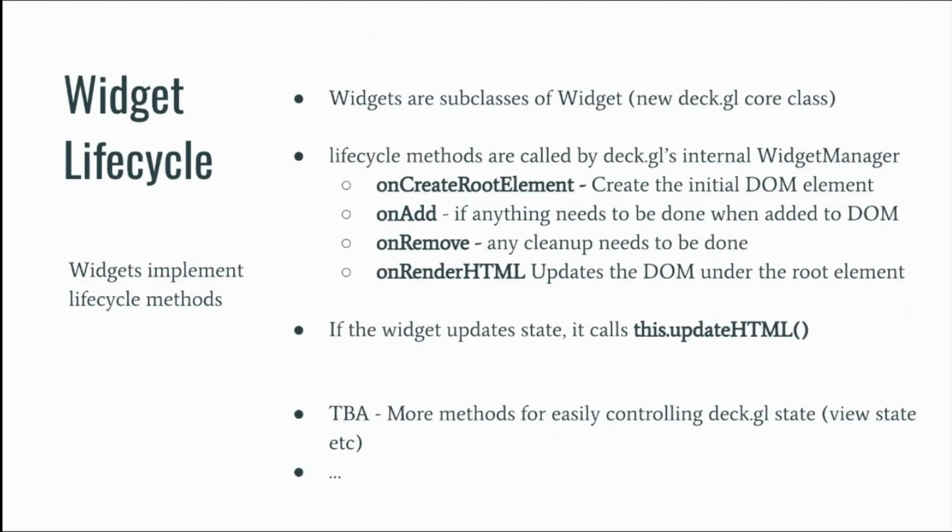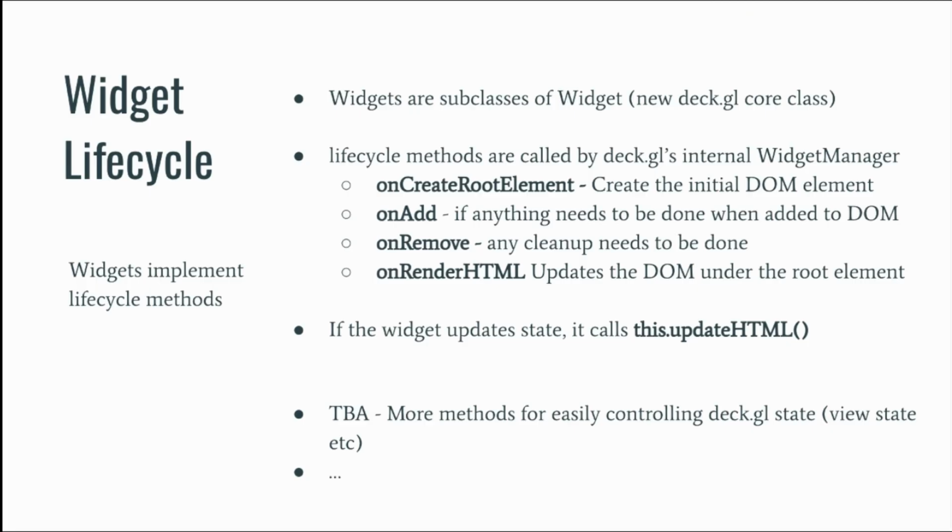These are fairly straightforward. They're also documented. So when the widget is added and the widget manager sees it, it needs to create an initial DOM element that it can attach to the DeckGL canvas. And so it has an onCreate root element. And then when it actually gets added, there is an onAdd where the widget can adjust its state or create any resources it needs. If it's removed, then there is an onRemove, and you can do cleanup.